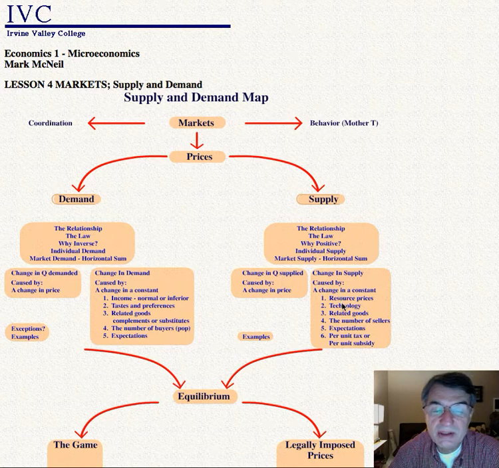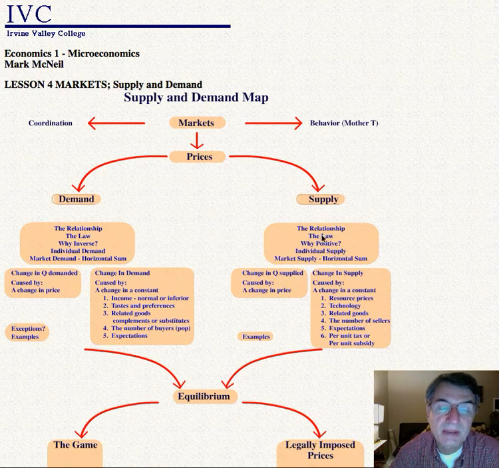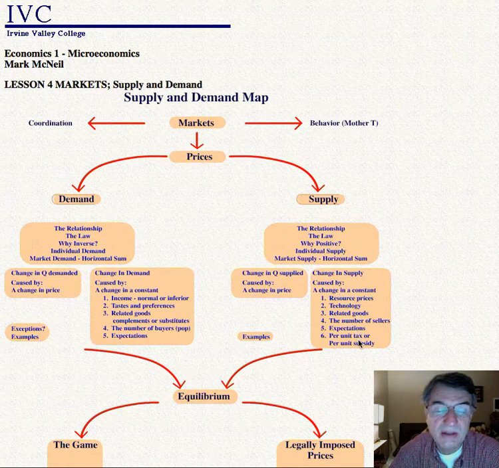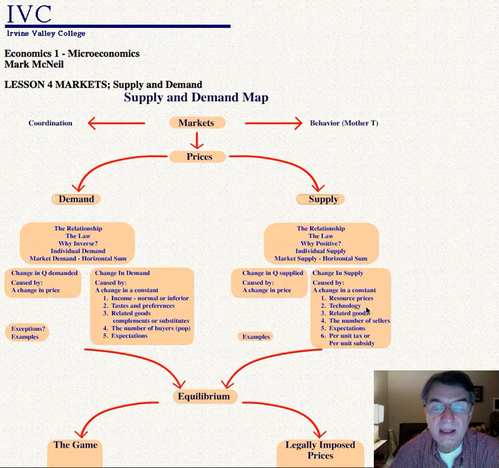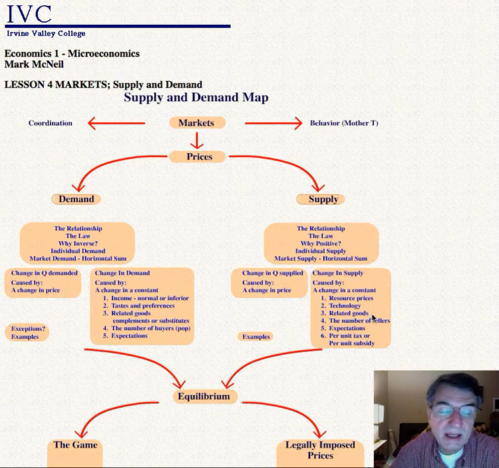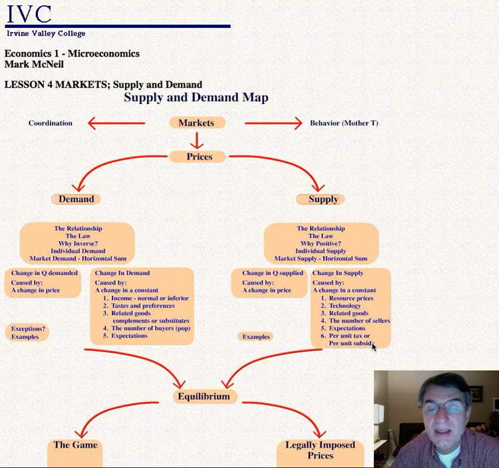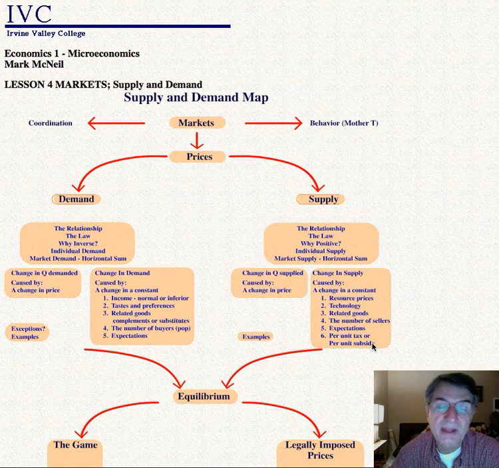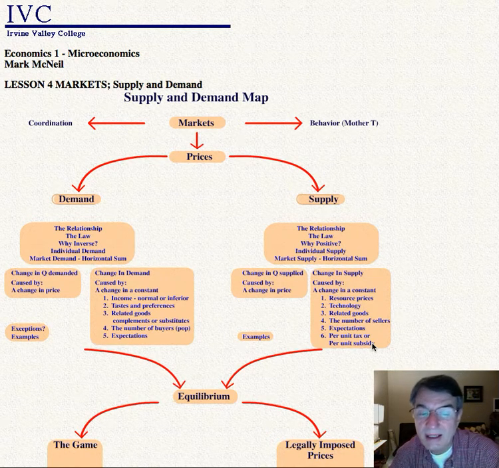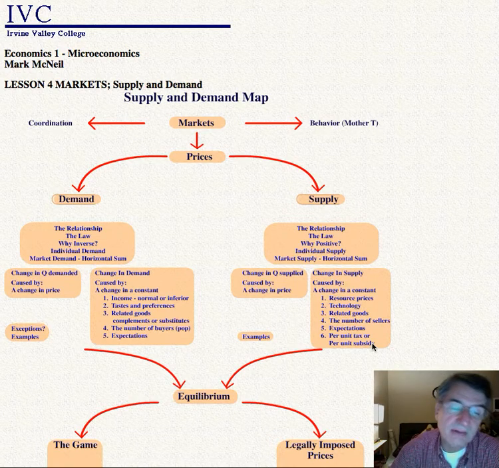But what if one of the things changes that we assumed to be constant when we drew the supply curve in the first place? Remember, the supply is the relationship between price and quantity with everything else that affects suppliers' decisions held constant. So if one of those things changes, like input or resource prices, like the technology of production, like the price of related goods, like the number of sellers in our market, like sellers' expectations about the future price, or per unit taxes or subsidies. If any of those things change, that causes a shift of the entire supply curve. That's a change in supply. If there's a shift right, it's an increase in supply. If there's a shift left, it's a decrease in supply.